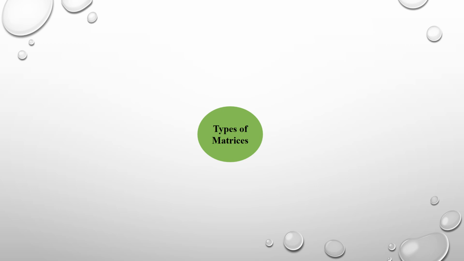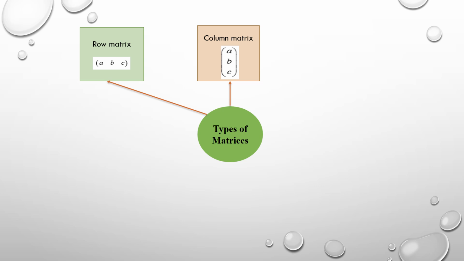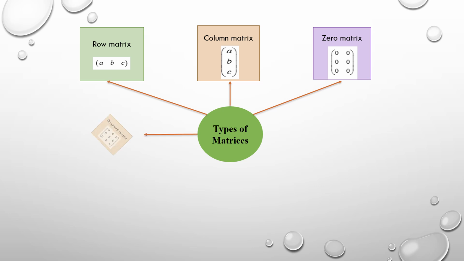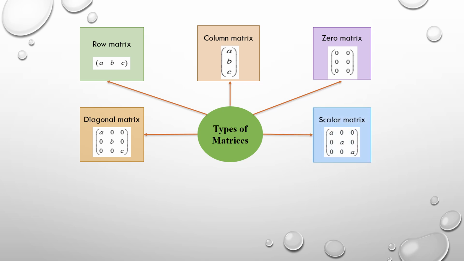Now, let's look more closely at the different types of matrices. A row matrix is a matrix with only one row. A column matrix is a matrix with only one column. A zero matrix is a matrix in which all elements are zero. A diagonal matrix is a square matrix where all elements outside the main diagonal are zero. A scalar matrix is a diagonal matrix where all diagonal elements are the same.